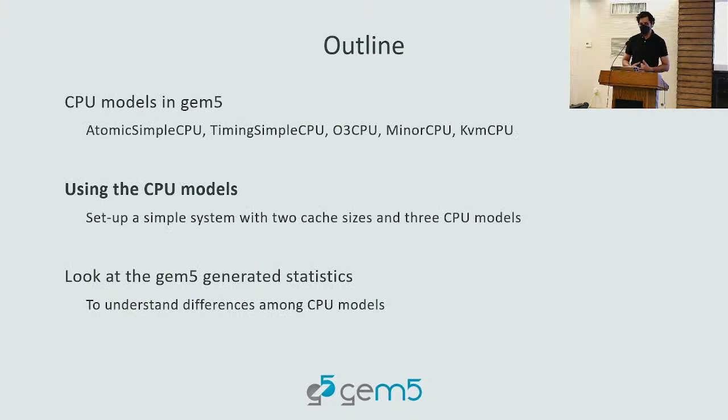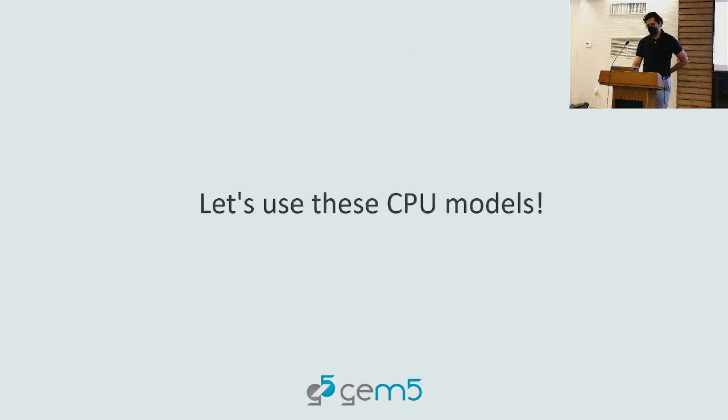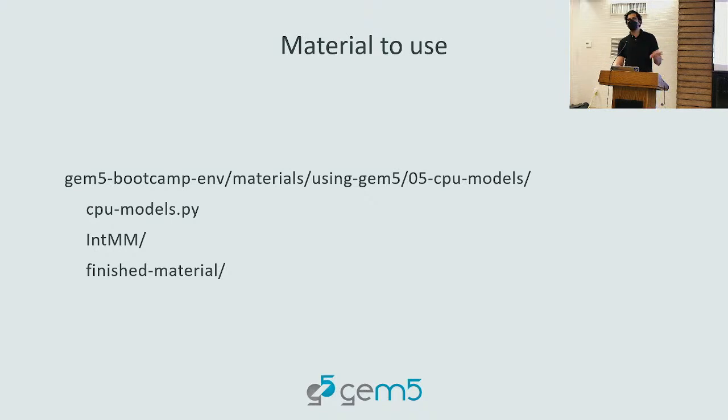Okay, now let's move to the more interactive part, where we're going to use some CPU models. These are the materials we're going to be using. In your codespaces, you can find the module CPU models, where we're going to have three main things. The first one is a Python script, where we're going to set up a very simple system with some simple CPU models using the gem5 standard library. Then we have a test benchmark that we're going to run using those CPU models. And finally, we also have the already finished material. If you are lagging behind on something, you can look that up for reference.